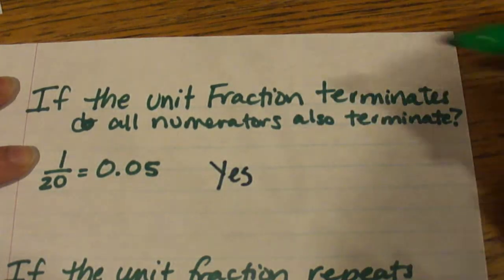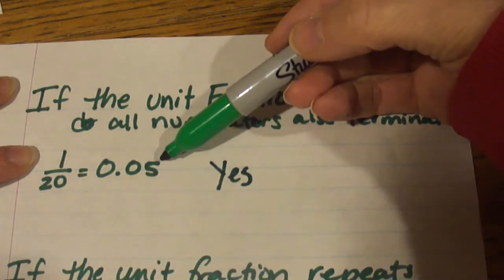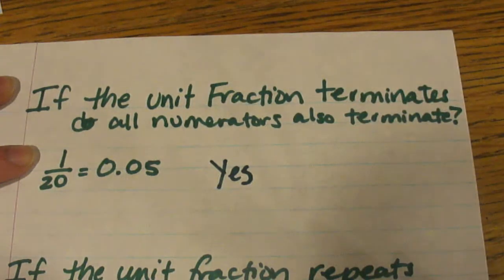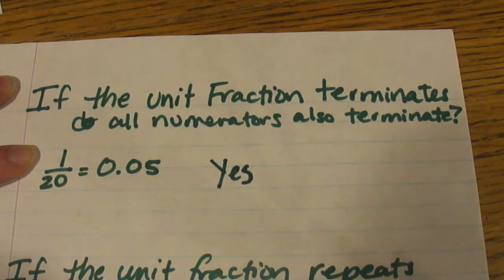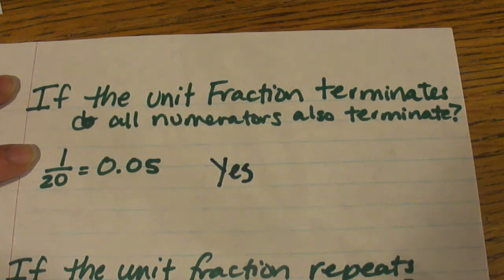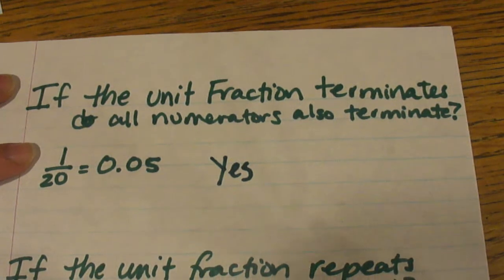Because all I'm doing is multiplying this decimal, which already terminates, times the numerator, 2, 3, 4, any whole number up through 20. When I multiply a whole number times a decimal, I'm going to end up with another decimal. It won't start repeating just because I have more of them.